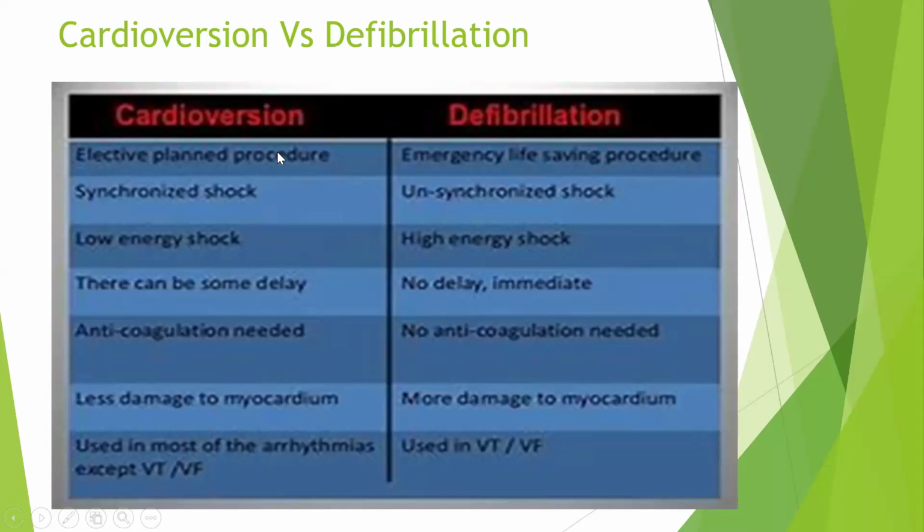Anticoagulation is usually needed in cardioversion. It's not needed in defibrillation because it requires less energy, all right? It causes less damage to the myocardium, that's cardioversion. And this one is more for, all right, it causes more damage because it requires high energy. Cardioversion is used for most of the arrhythmias except your VT and VF, but defibrillation is used most times in VF, especially because it causes pulseless rhythm and the patient becomes unresponsive.